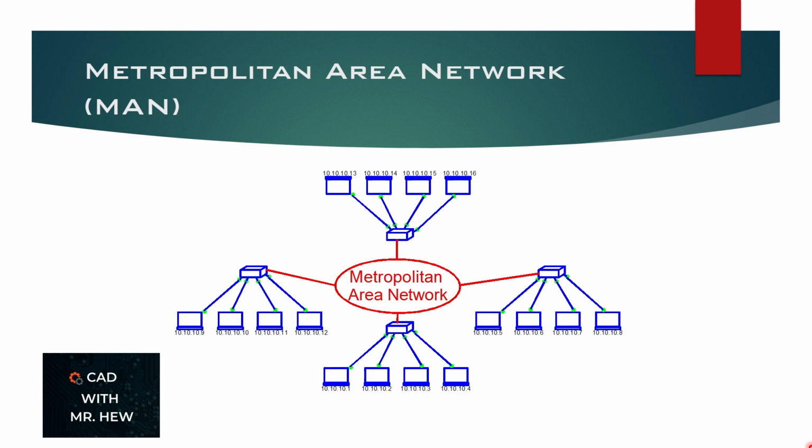Here we have the metropolitan area network, and here we have four different local area networks, and when they're connected, you have the metropolitan area network in an area such as a city. All right. So this is a diagram representation. So these would represent the computers, right, in the local area network here.